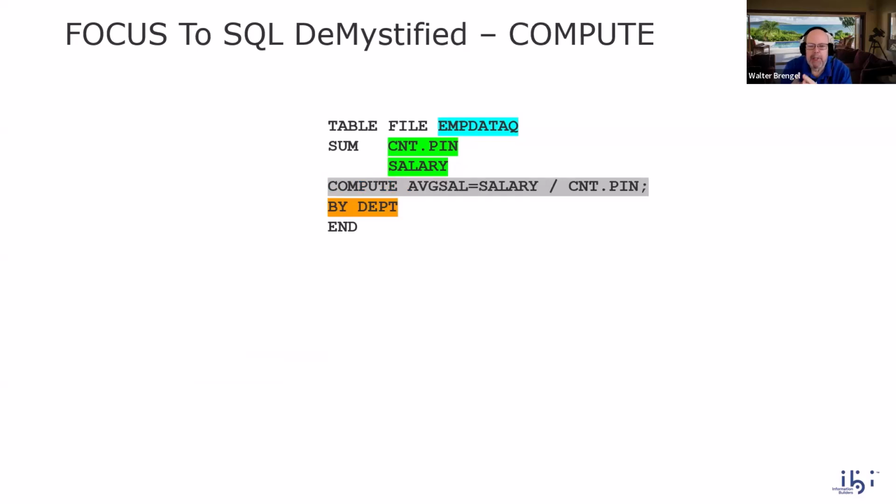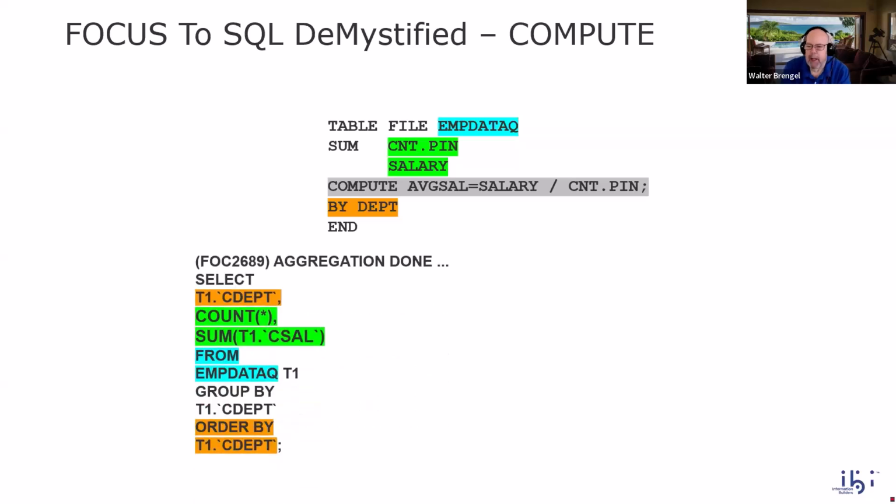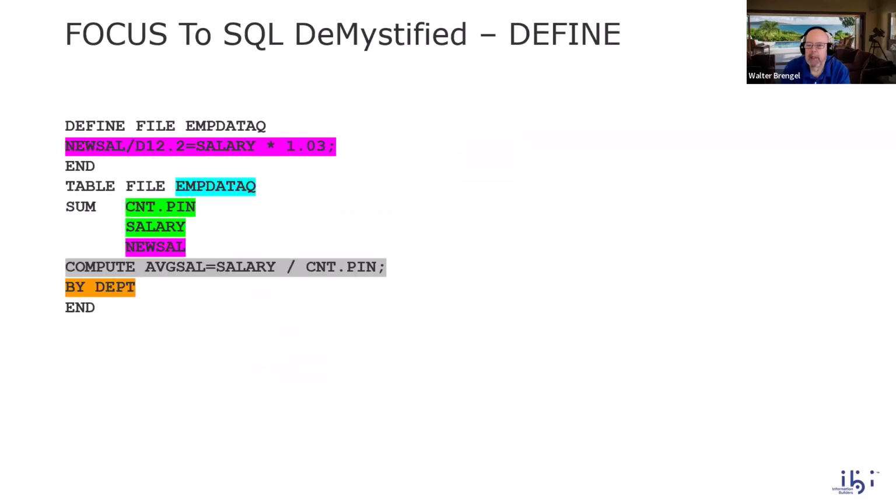Okay, let's say you're doing a compute. Will the compute pass, or will focus do the work, the calculation, or will it get passed over to the relational database engine? Well, let's see. We got aggregation done. I see that we're getting department back. We're getting the count and the sum, but I don't see anything talking about average salary. So this tells me we're going to bring the data values back, and we're going to do the calculation on the focus side.